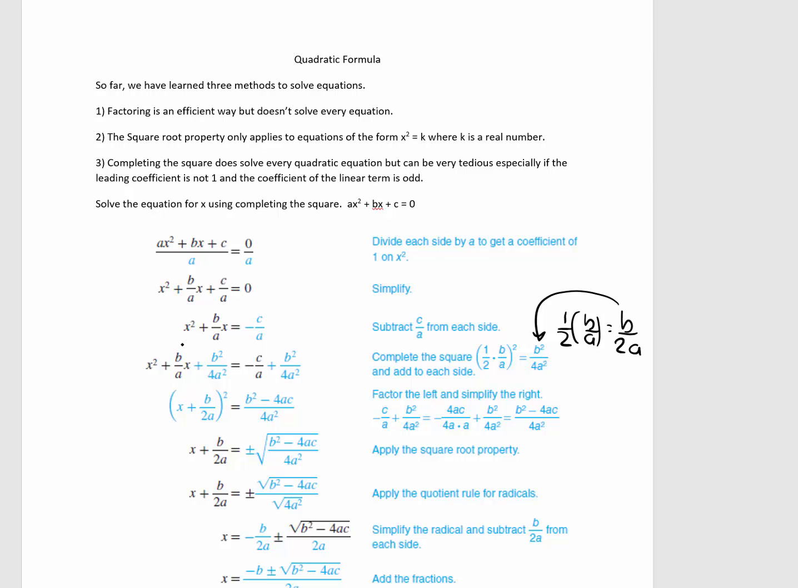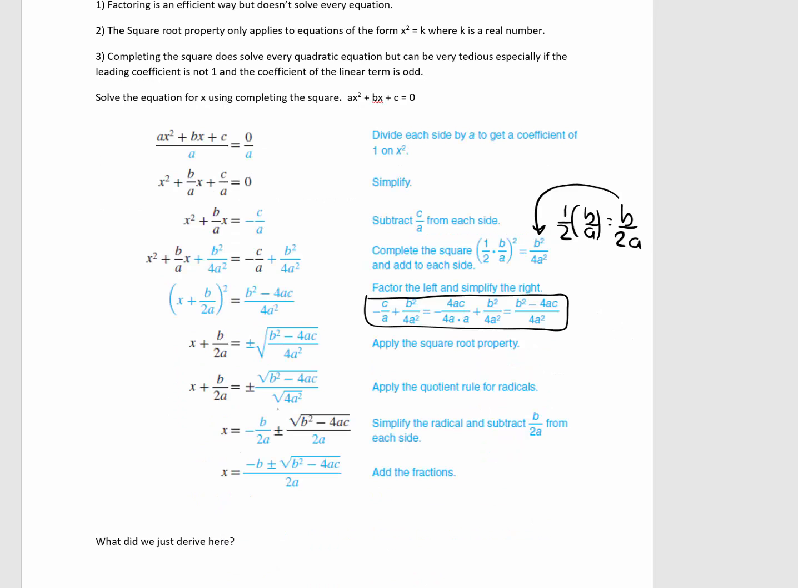And now I can factor. Remember, I can factor this by using the very first part of completing the square. So that's x plus b divided by 2a, squared. Okay? And I'm taking negative c over a plus b squared divided by 4a squared. Well, that work is shown here to get b squared minus 4ac divided by 4a squared. Take the square root of both sides. Rewrite them as two separate radicals. The square root of 4a squared is 2a. And because now the denominators are the same, I can rewrite that as one fraction.